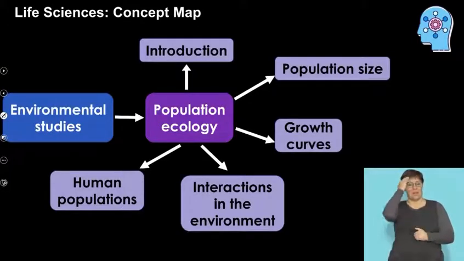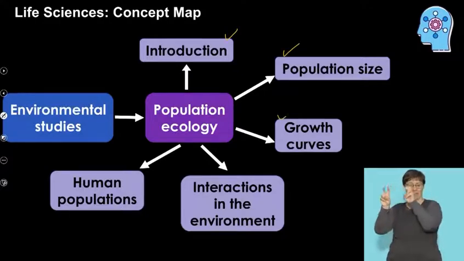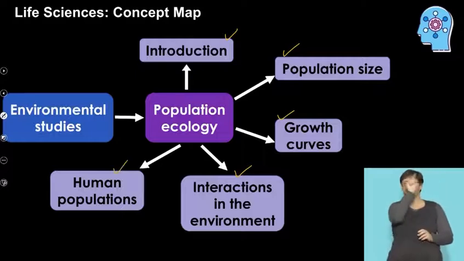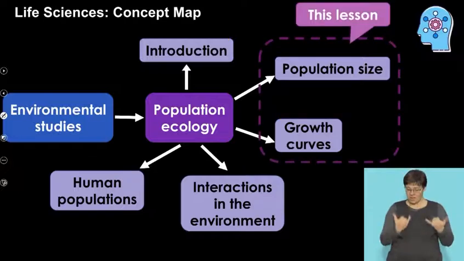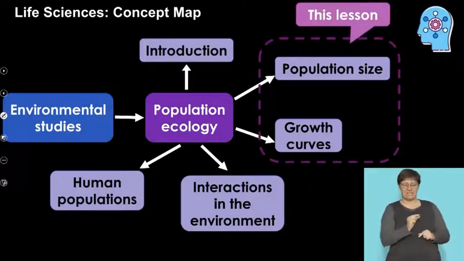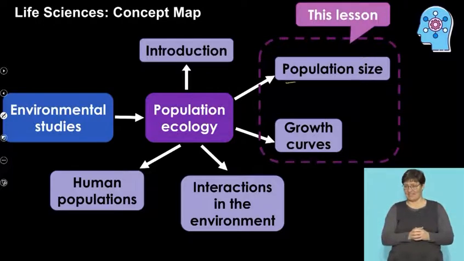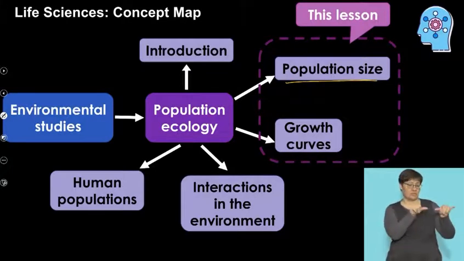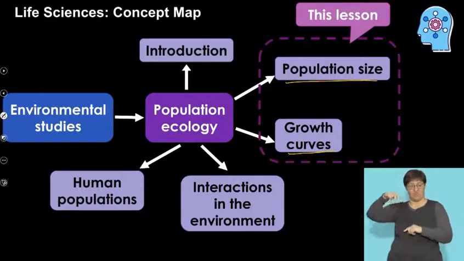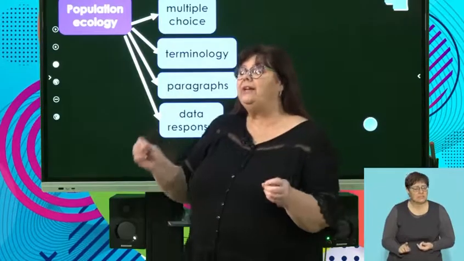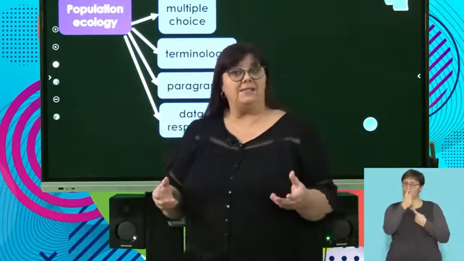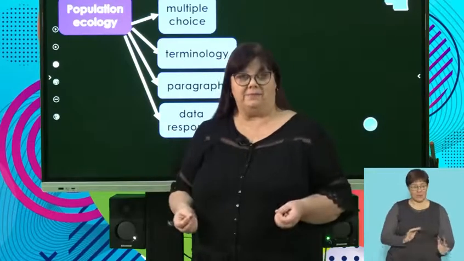This is your mind map that takes you through all the topics that we have covered. We've covered all of these topics over the last number of lessons, and we're going to start revising in bite-sized chunks. We're going to start this lesson revising population size and growth curves, but instead of just repeating all the information that I've given you previously, we're going to look at different kinds of assessment items.